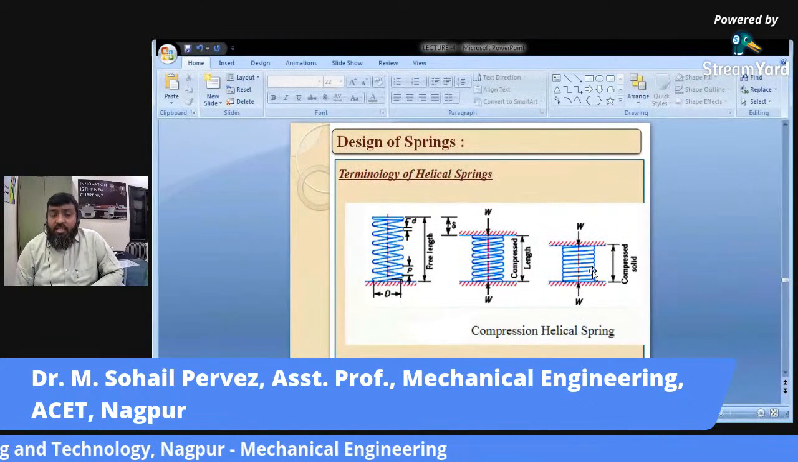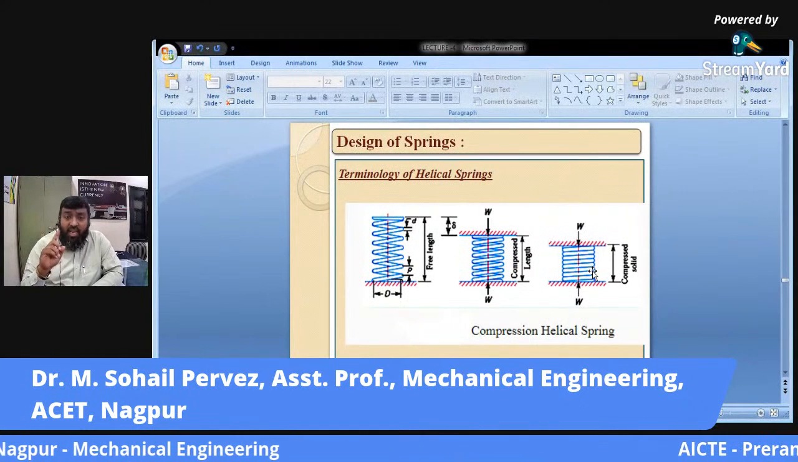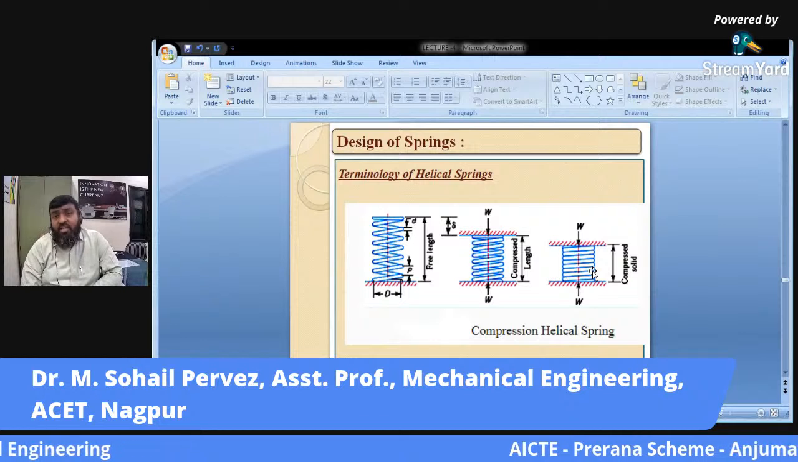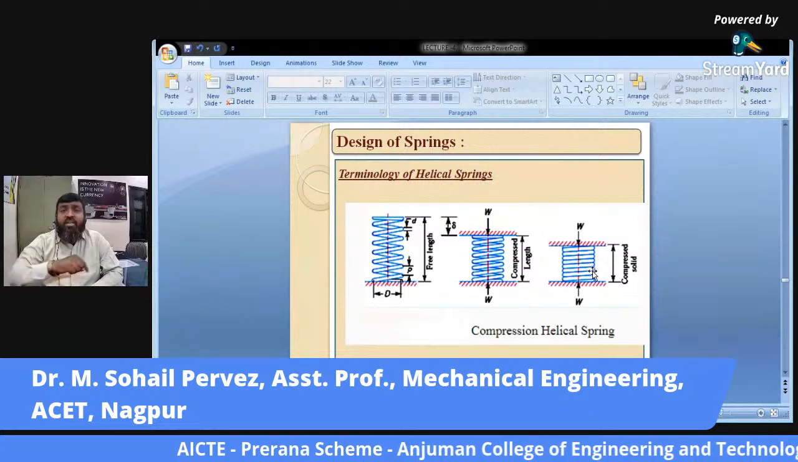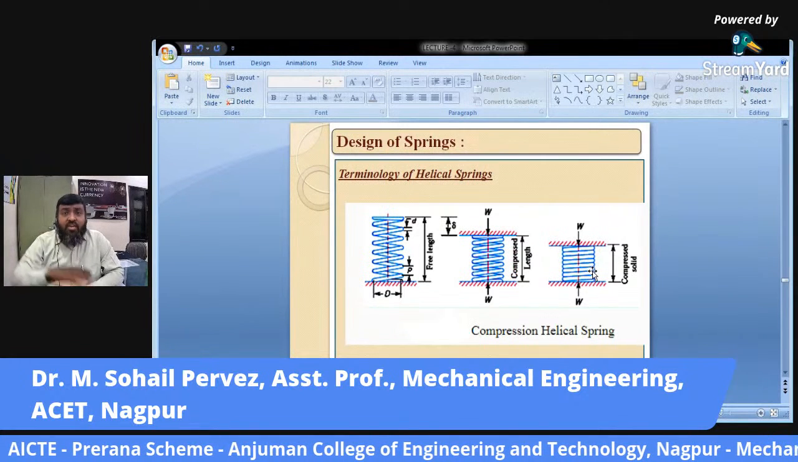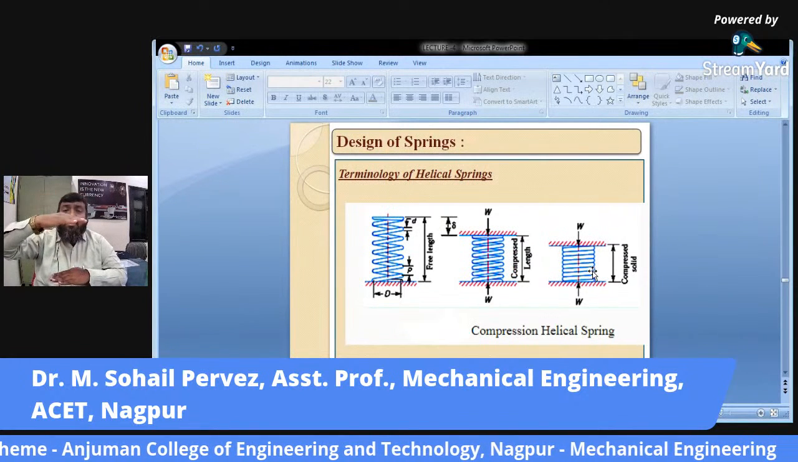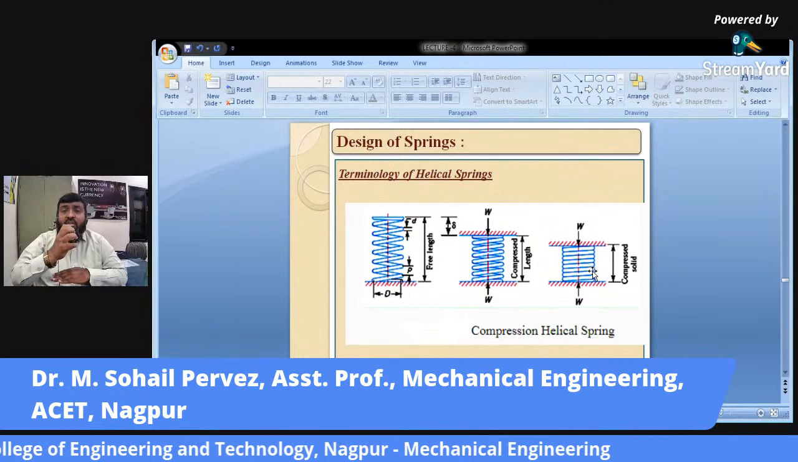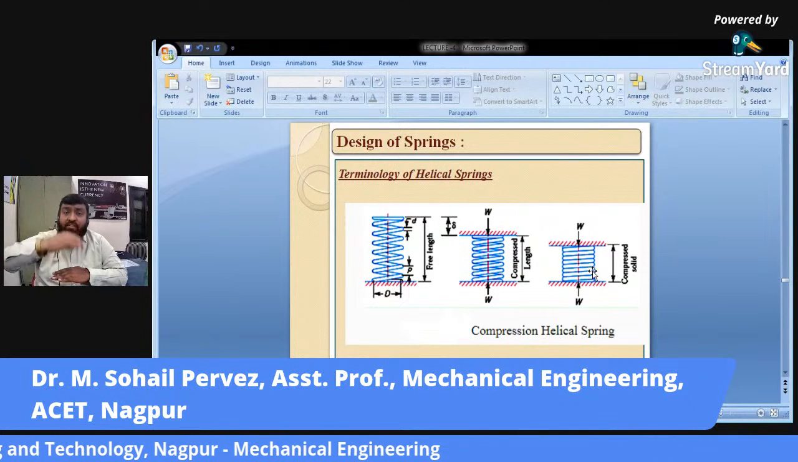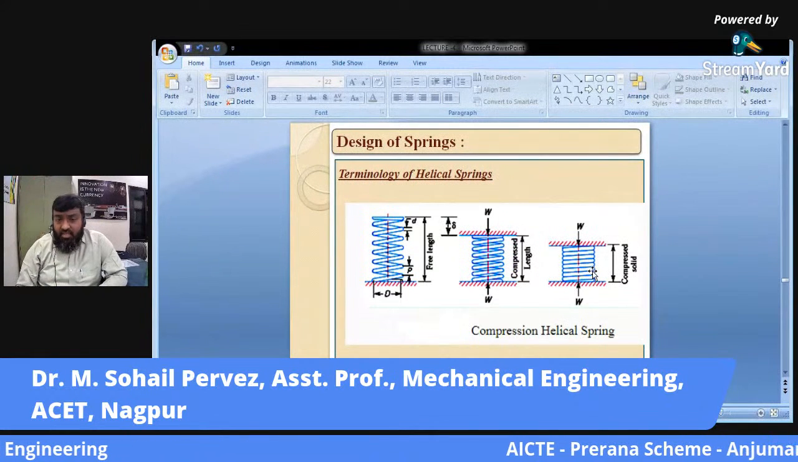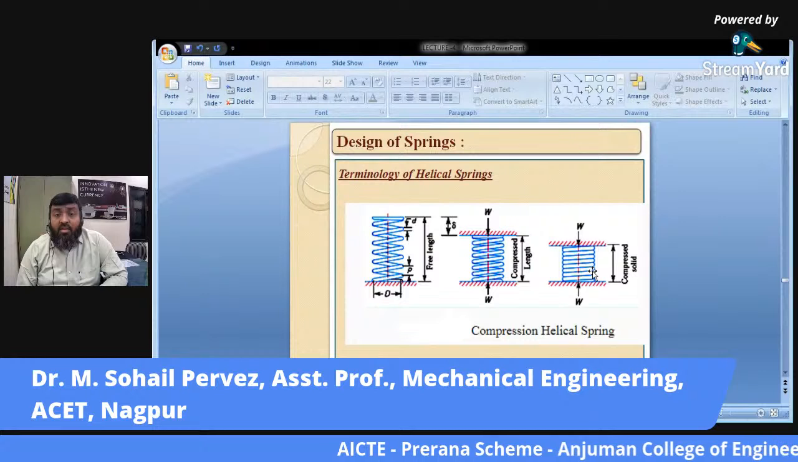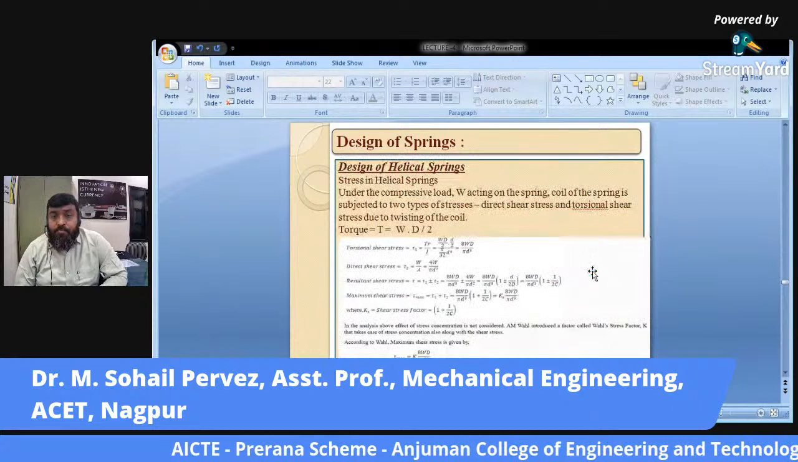It should not touch the helix of the wire. The coil is made in helical form so that when the coil is compressed, it will absorb the load. It will absorb it, and if the load is removed, it will regain its original shape. So these are some of the terminologies in use.